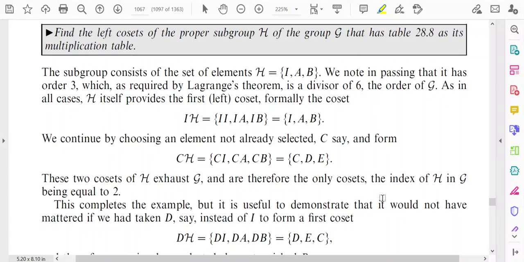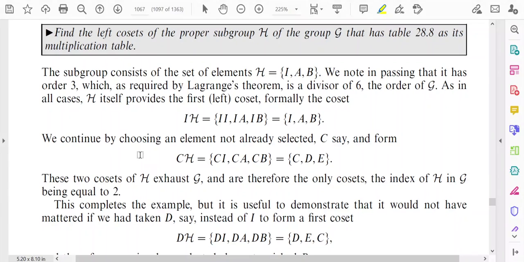Now how to find the index of capital H? The rule is small g divided by small h, where small g is the number of elements in the group G, that is 6, and small h is the number of elements in capital H, that is 3. So 6 by 3 is equal to 2. So the index of capital H will be 2.